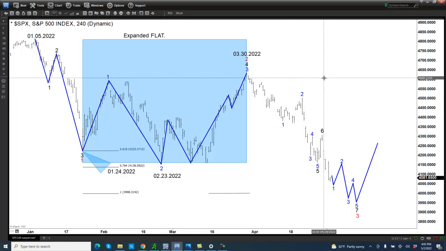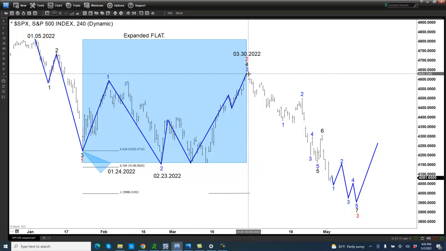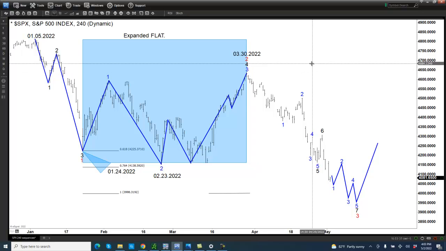I really hope you guys understand the main idea, how the theory has changed, how with the momentum indicators we can now locate traps, and how we were able to identify the expanded flat ahead of the market and not get caught in the trap using these new rules that we use and what we call the new Elliott Wave theory. Hope you guys will enjoy it.